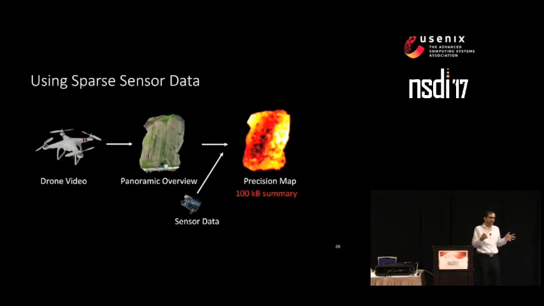So what I've shown to you now is how we can use these drones together with the sensors to expand the coverage of these sensors. One thing I want to note here is that this precision map is just 100 kilobytes in size, which is much smaller than gigabytes of raw data that we would have generated. And we can easily ship them to the cloud. So this is the unit that acts as a summary for us.